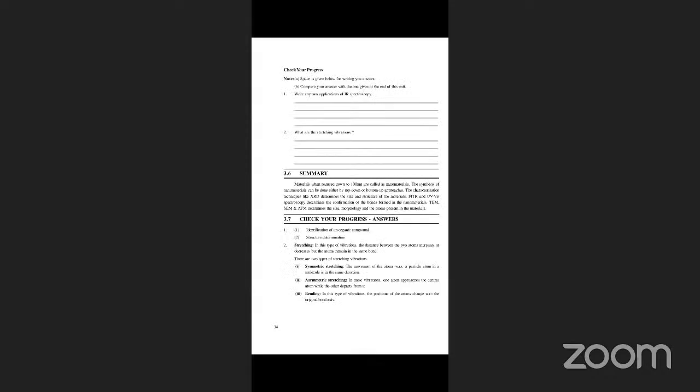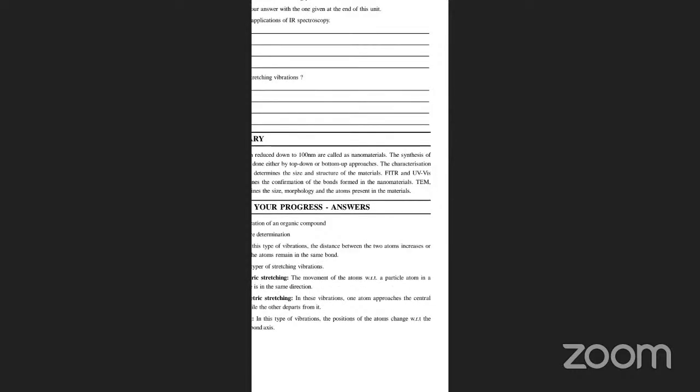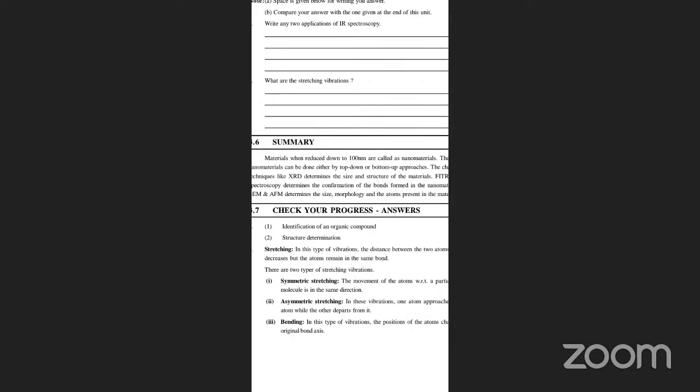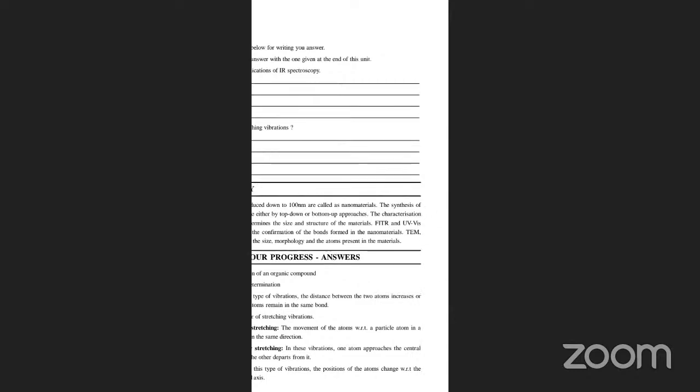Materials when reduced down to 100 nanometer are called nanomaterials. The synthesis of nanomaterials can be done by either top-down or bottom-up approaches. Characterization techniques like XRD determine the size and structure of the materials. FTIR and UV-Vis spectroscopy determine the confirmation of the bonds formed in the nanomaterials. TEM, SEM, and AFM determine the size, morphology, and the atoms present in the materials. These we studied in this particular third lesson.